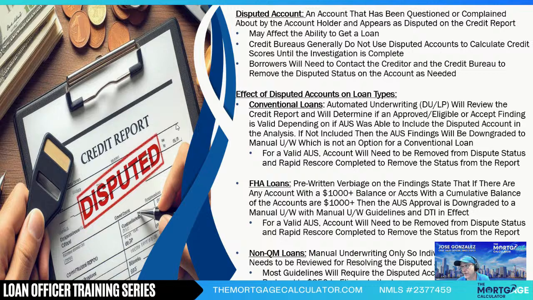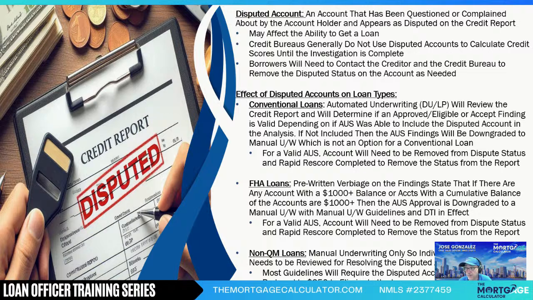So let's break it down into different loan types and how this may affect us when we are reviewing the file and viewing our approval and seeing what we need to do to be able to get this to close. So for a conventional loan, when you do have a disputed account, automated underwriting, whether it's DU or LP, whichever you're using for Fannie Mae or Freddie Mac, will review the credit report and will determine if an approve eligible for DU or an accept finding for LP is valid depending on if automated underwriting was able to include the disputed account in the analysis.